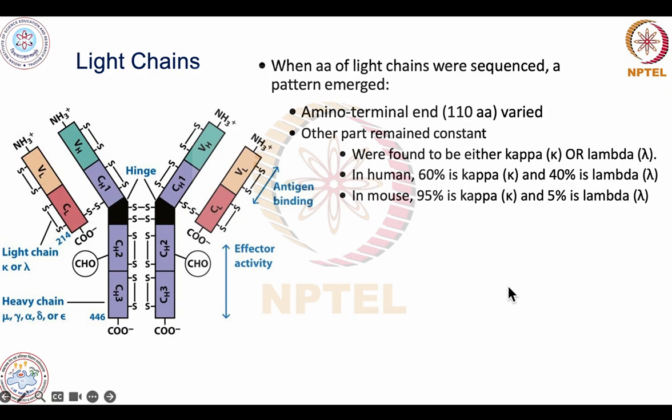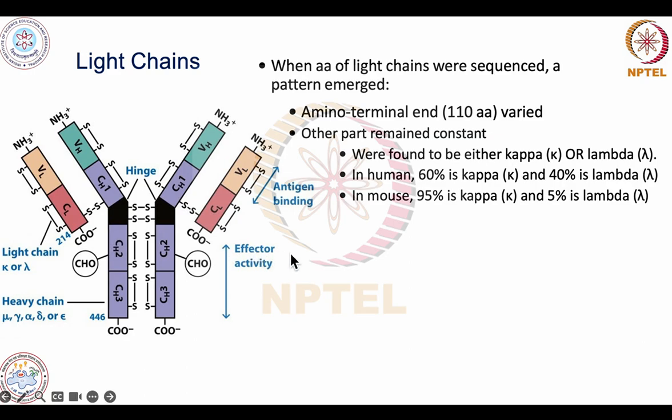So, this is heavy chain and this is light chain. In this heavy chain and light chain, you can see this is the antigen binding domain. And the constant domain has effector activity.